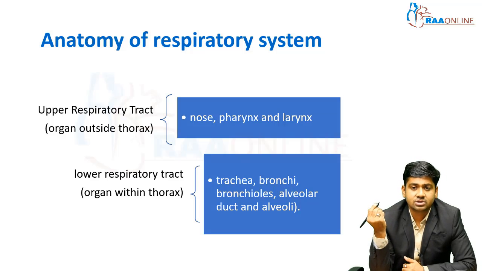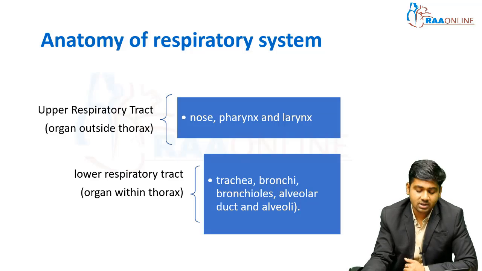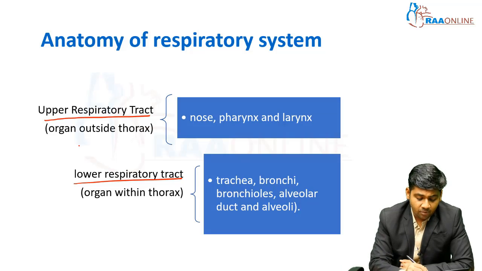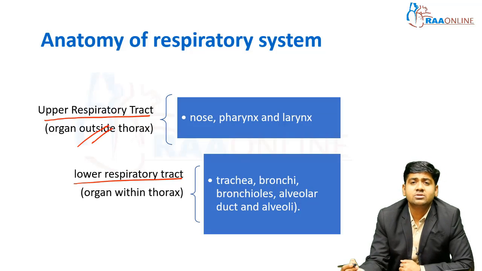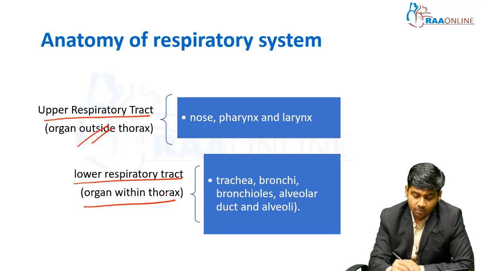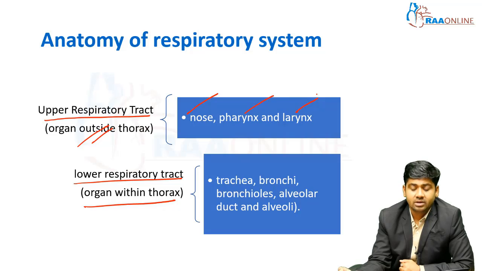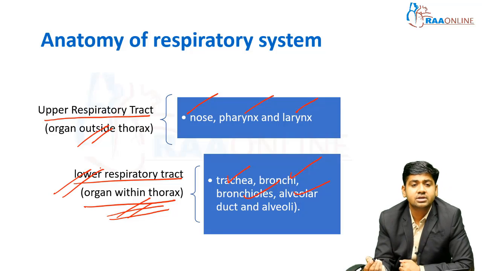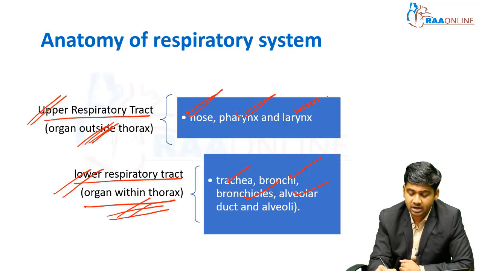Coming to the anatomy of the respiratory system, the respiratory system is mostly divided into two parts, upper respiratory tract and lower respiratory tract. The upper respiratory tract is all the organs which lie outside of the thorax, and the organs within the thorax are known as the lower respiratory system. Upper are the nose, pharynx and larynx, and the lower respiratory tract mostly consists of trachea, bronchi, bronchioles, alveolar ducts and alveoli. So these are the structures within the thorax and they are known as lower respiratory tract. Organs outside the thorax are known as upper respiratory tract. They mostly consist of nose, pharynx and larynx.